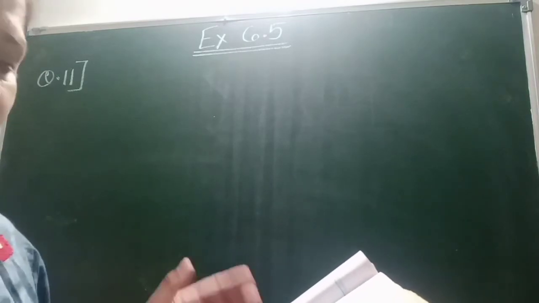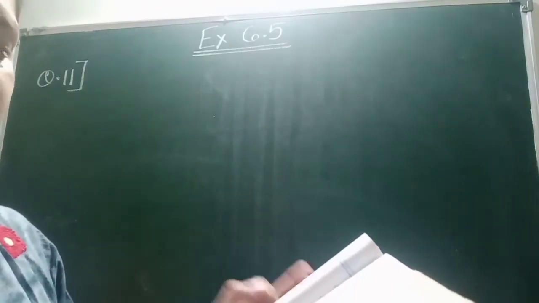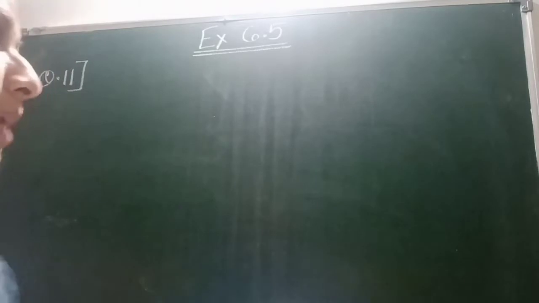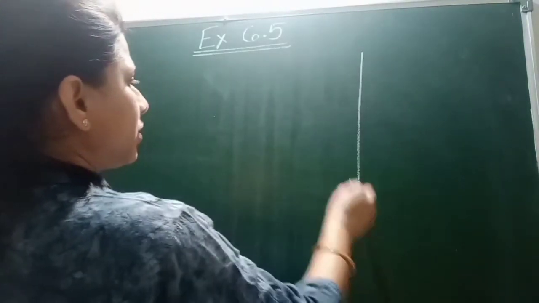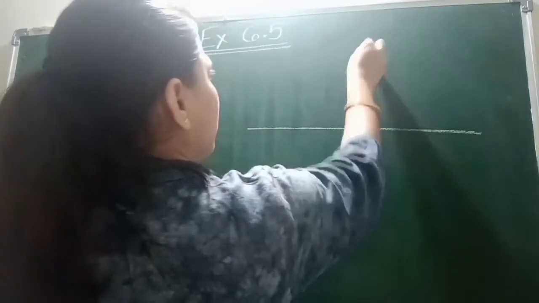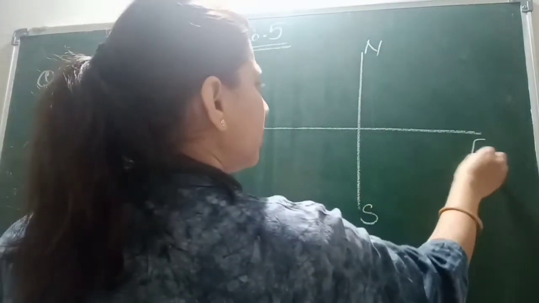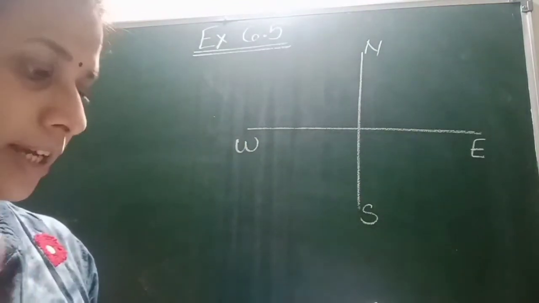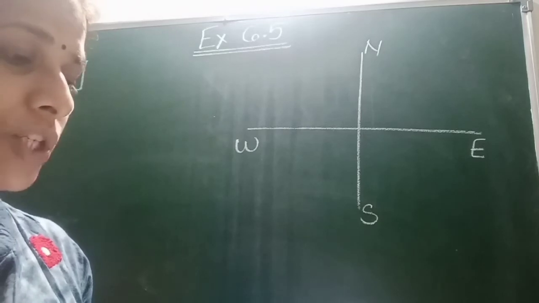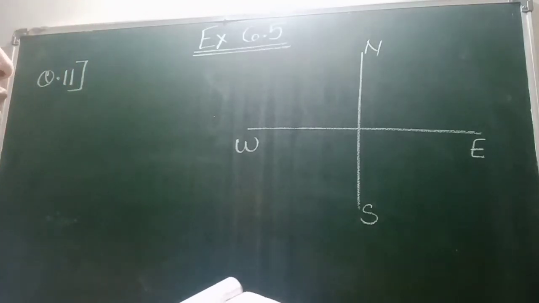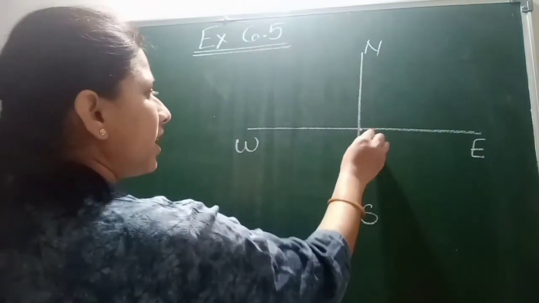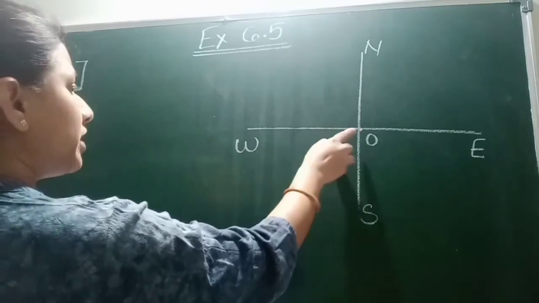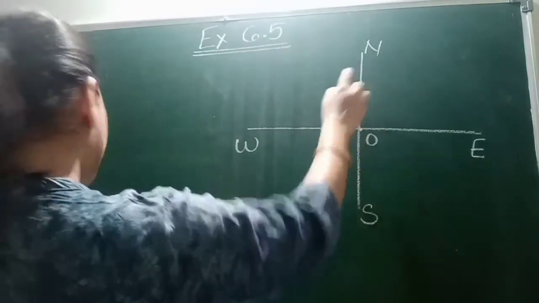Student, once again we will read the question. An airplane leaves an airport and flies due north at a speed of 1000 km per hour. So first we will make the directions: north, south, east and west. First sentence: leaves an airport, flies due north at a speed of 1000 km per hour. Suppose this is your initial point O, and the aeroplane starts flying from this point O due north.